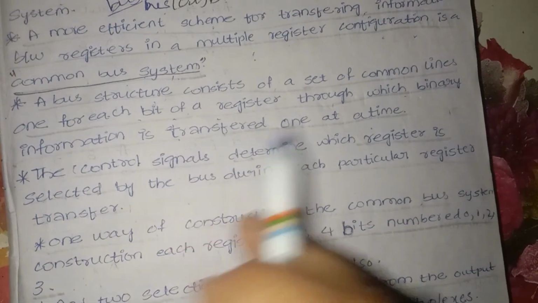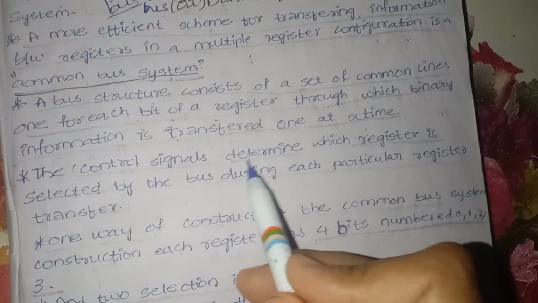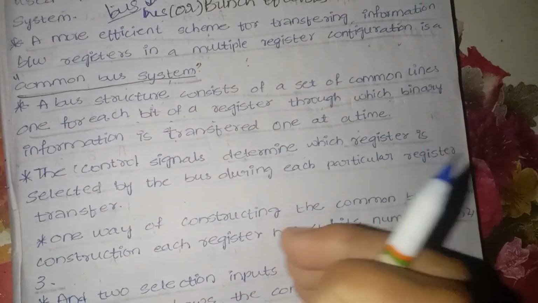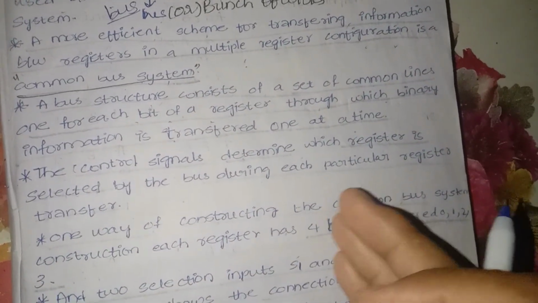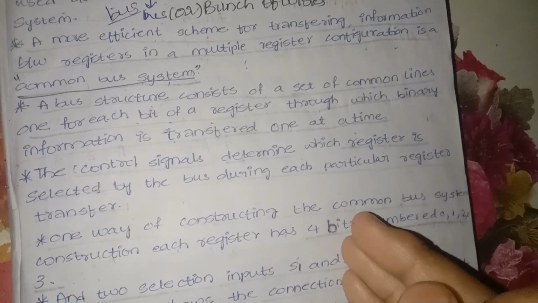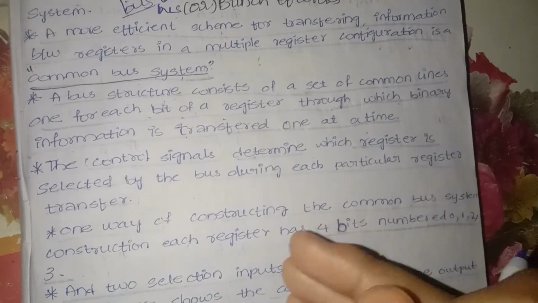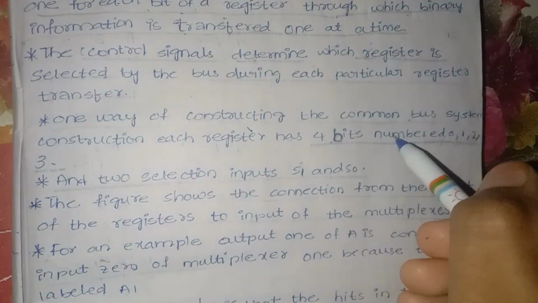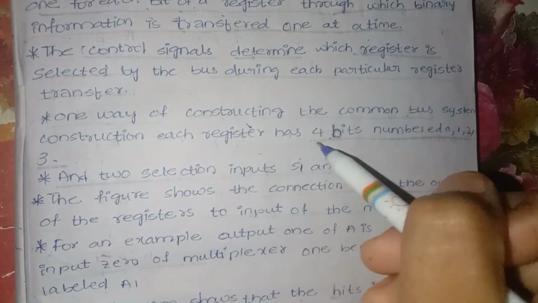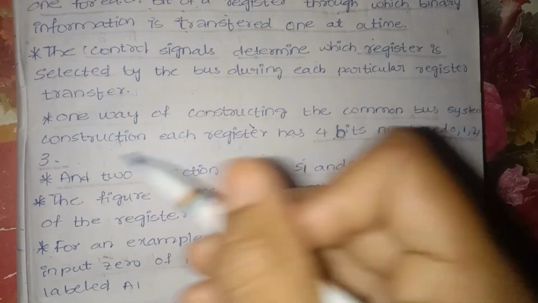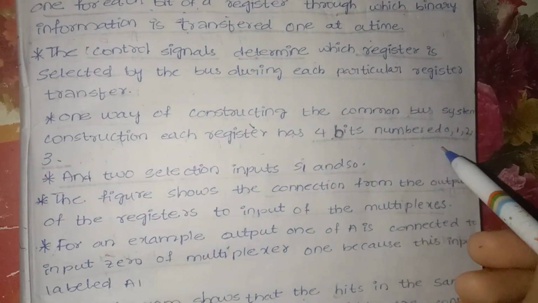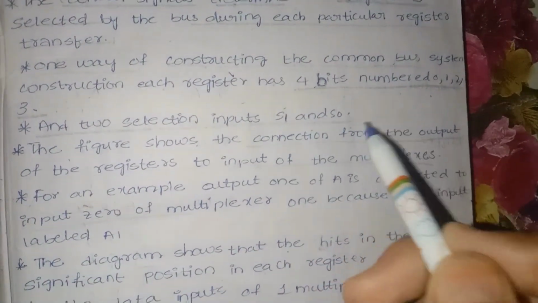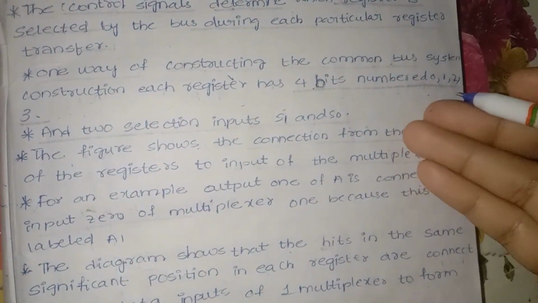The control signals are given for the bus system, used for determining the registers selected by the bus. These are the inputs, these are the outputs, this is the process of transferring the registers for exchanging the data. In one way of constructing the common bus system, each register has 4 bits numbered 0, 1, 2, 3. These are the 4-bit numbering system, and 2 selection inputs S1 and S0. These all are connected at the top of the multiplexer.